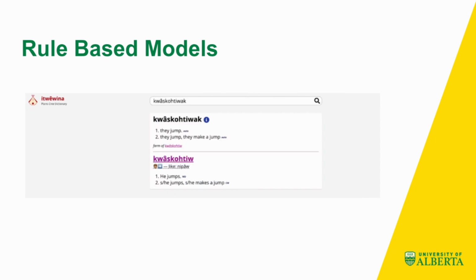Alternatively, if I take the third person plural form, guascotawak, apologize for my pronunciation, and search it, we can see we're given "they jump" as the first thing, the black word there, or "they make a jump." And then underneath that it gives us the base verb form without the WAK, just with the W. So it recognizes that this is the third person plural form of guascoto and gives us that as a result.